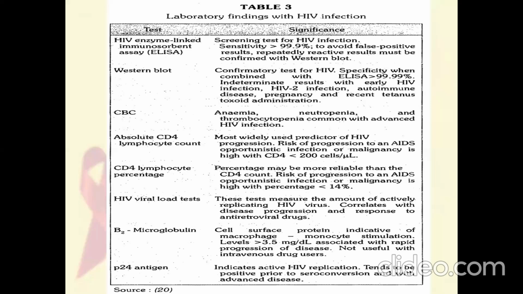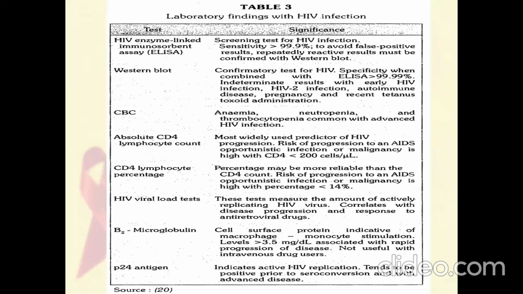Then CBC shows anemia, neutropenia, thrombocytopenia. All these are common with advanced HIV infection. Then absolute CD4 lymphocyte count. It is the most widely used predictor of HIV. It shows progression of disease, risk of progression to an AIDS opportunistic infection or malignancy. It is high with CD4 count less than 200 cells per microliter.